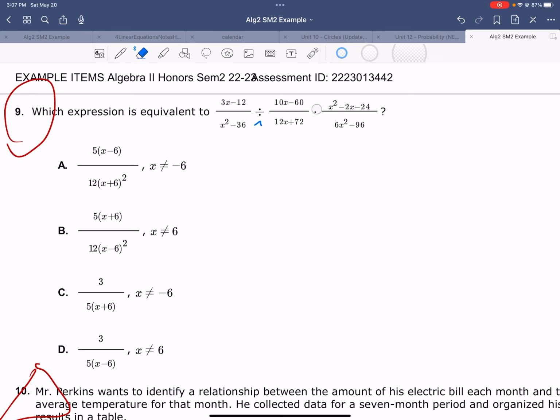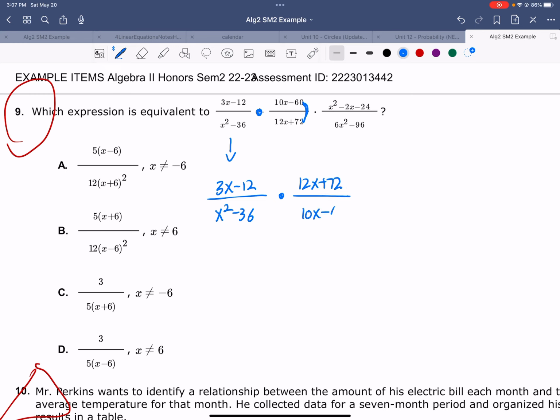So when you do the test, make sure you use scratch paper. So the first one, you just copy this one down. 3x minus 12 over x squared minus 36 times, so I'm gonna change it to times and I'm gonna flip this to 12x plus 72 over 10x minus 60. And this one is not divide, this one is just times, right? So I'm gonna times and I'm gonna just copy this one as well. X squared minus 2x minus 24 over 6x squared minus 96.